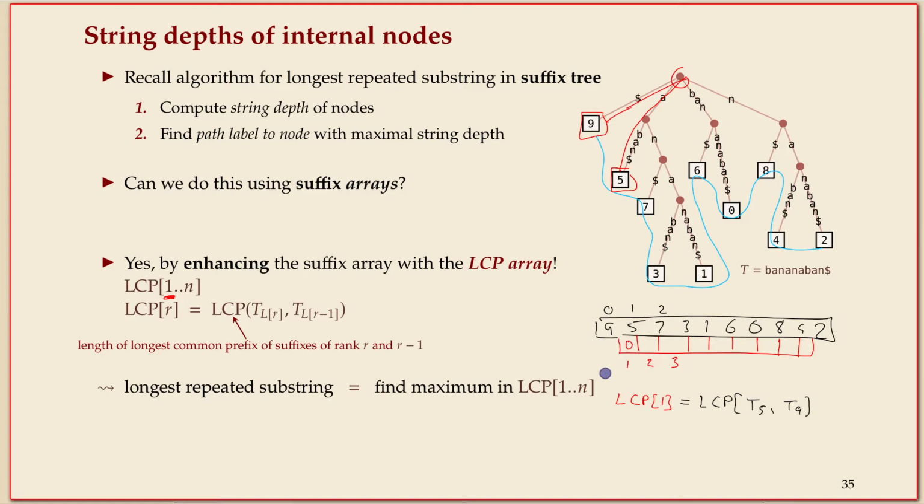They don't share any common prefix. One starts, well, I guess T9 is just the dollar, right? So you always get 0. Okay. Maybe one more less boring example between, say, 5 and 3.